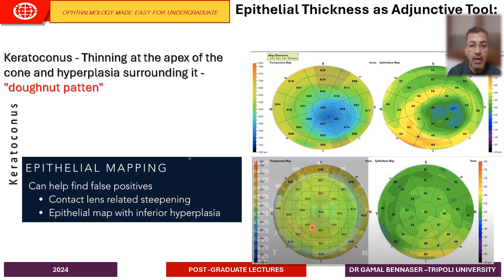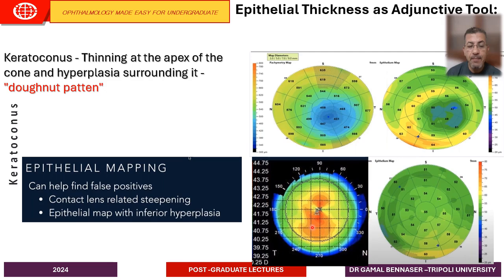However, when you see the topography of these patients, the area of hyperplasia does not correspond to the ectasia or bulging of this part of the cornea. This is the sagittal map, showing an asymmetric bow tie with inferior steepening.